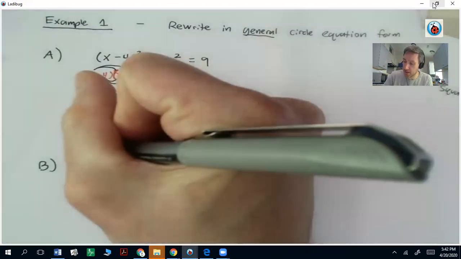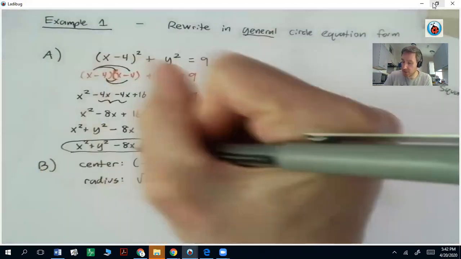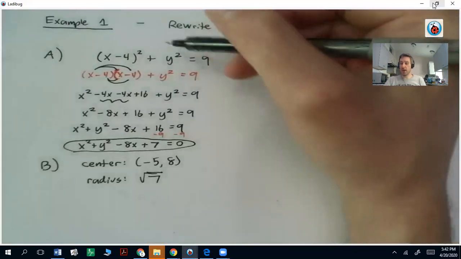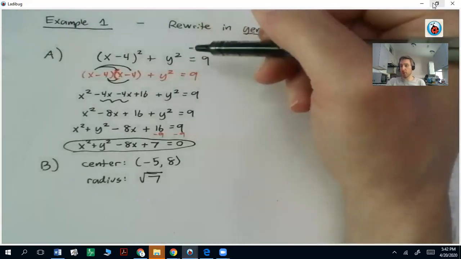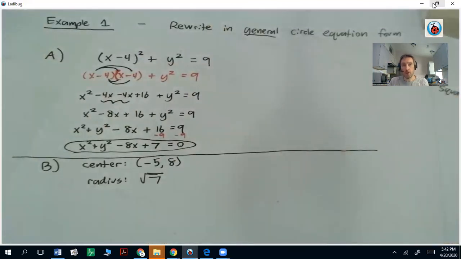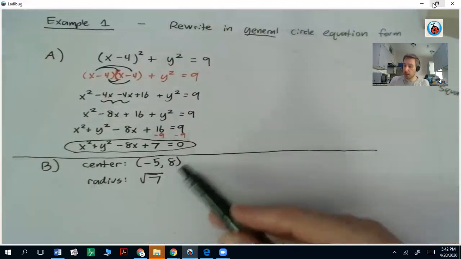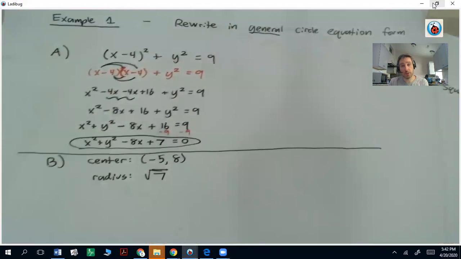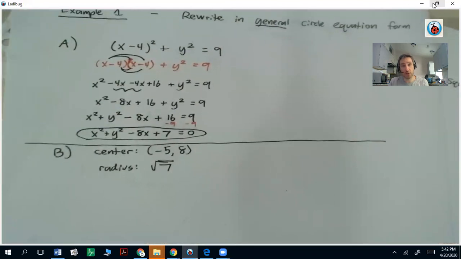And it's okay to have a missing x or y term if you don't have a number with one of them. You can check that on the graph. Let's look at letter B. You try that one on your own and see if you can pause the video and try it. Check your answer with me.